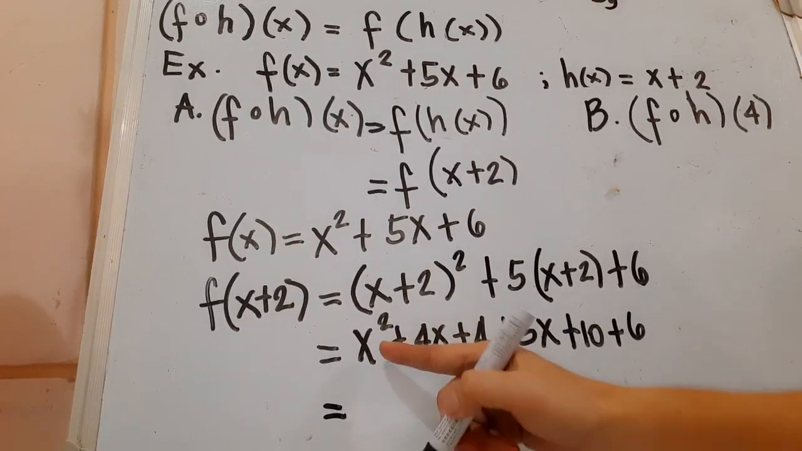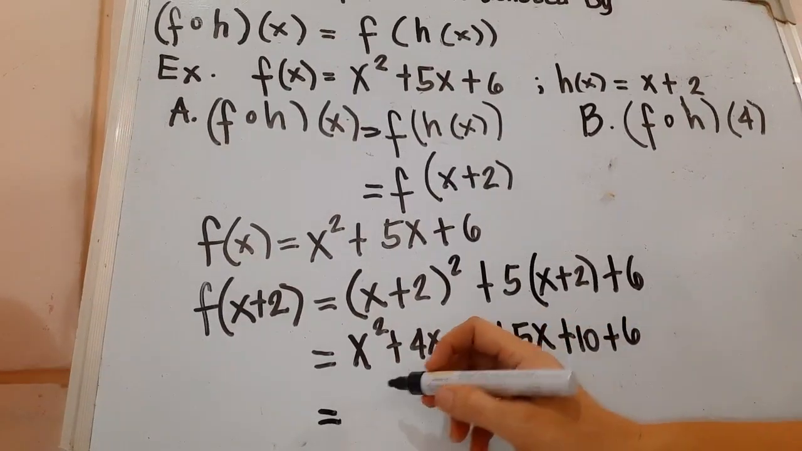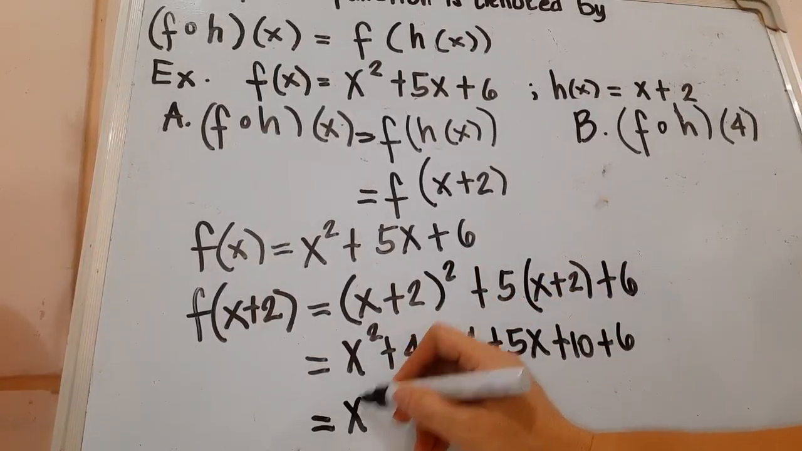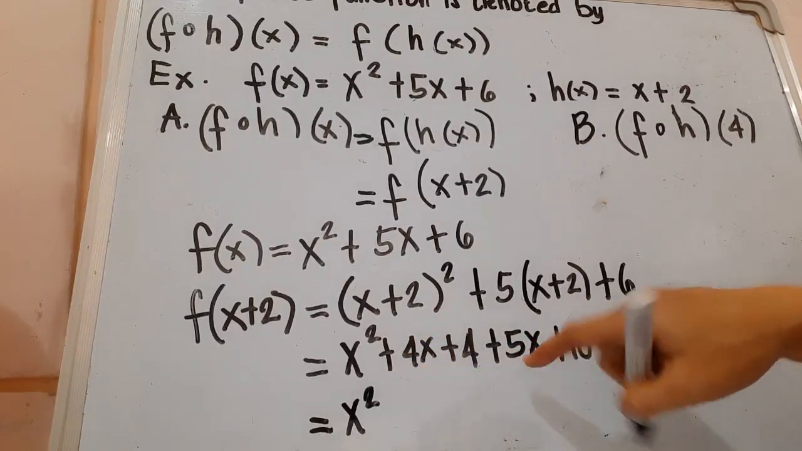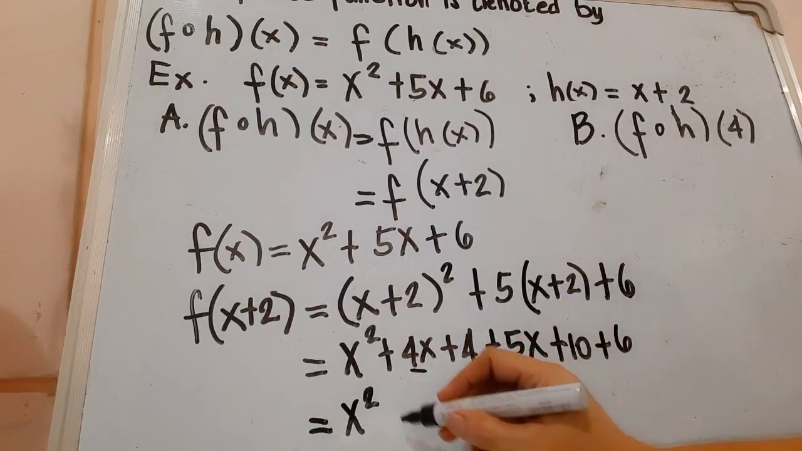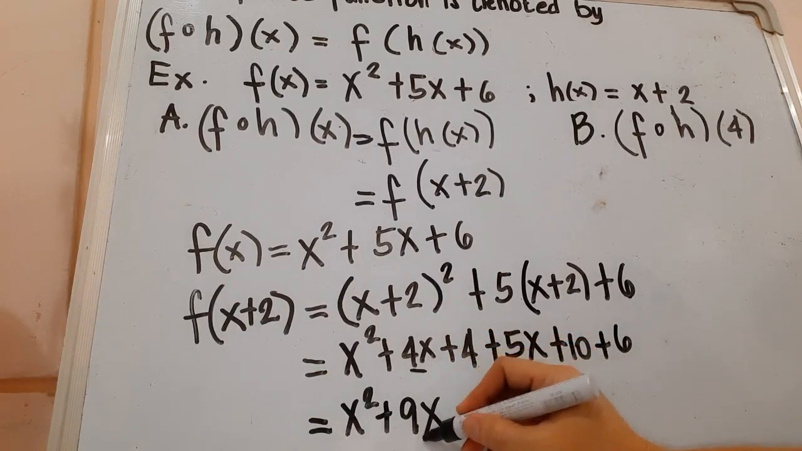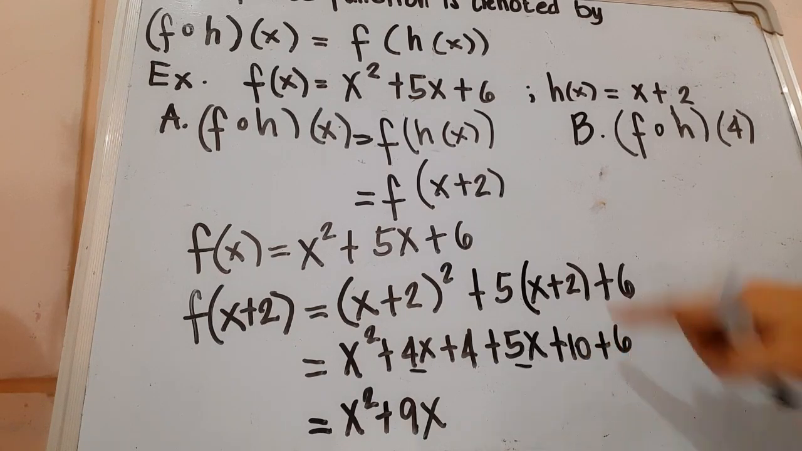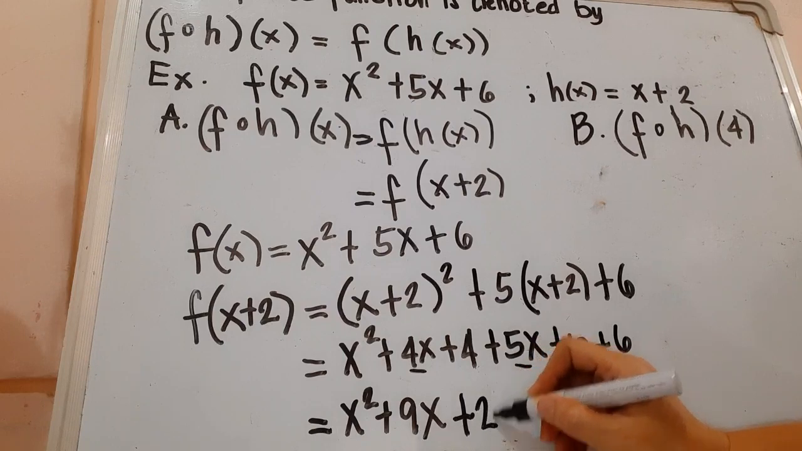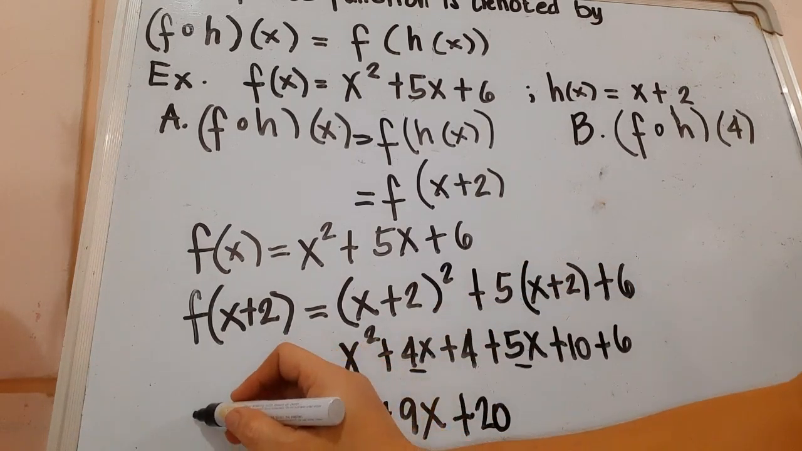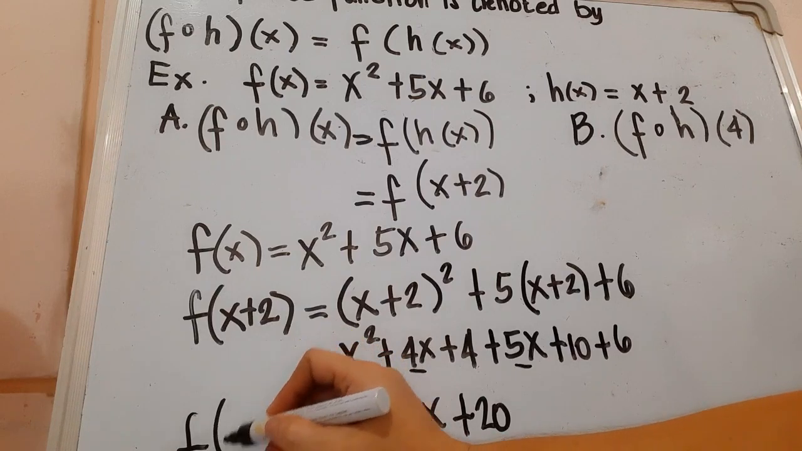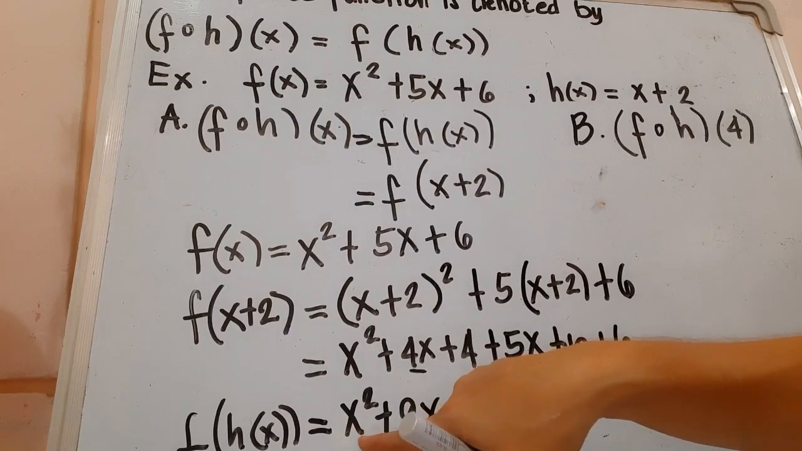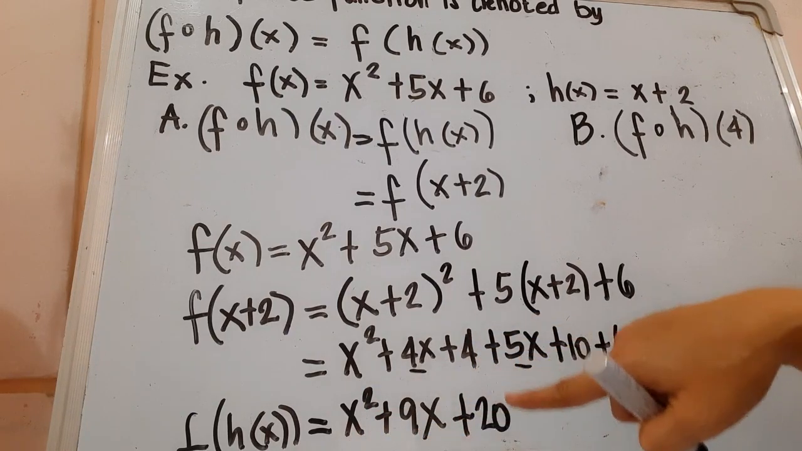Simplifying further, combining like terms, we have to combine the terms which are alike. So copy x squared. We have 4x and 5x will give us 9x. Then 4 plus 10 will give us 14 plus 6 will give us 20. Therefore, our f of h of x is equal to x squared plus 9x plus 20.